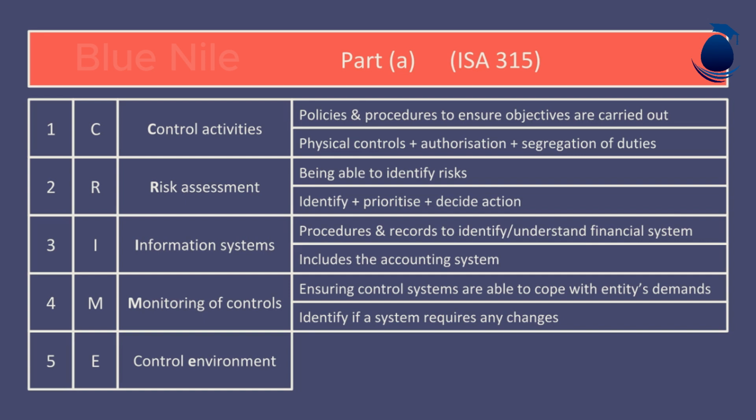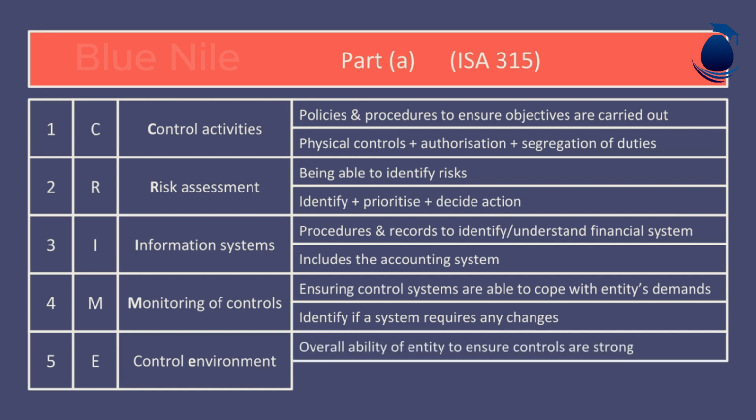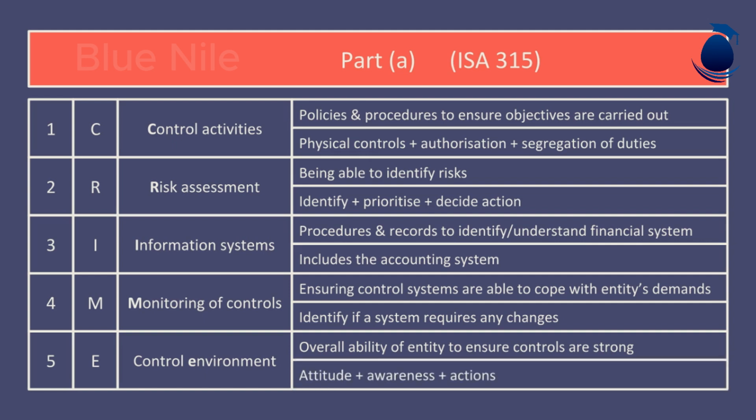Finally, control environment looks at the overall ability of the entity to ensure control is strong. It looks at the management's attitude, awareness, and actions with regards to controls within the entity. The idea is if the management are enforcing a strong control environment, then those working for them will adopt similar attitudes. Our 5 components have now been explained, so it is now time to move on to the scenario and Part B.